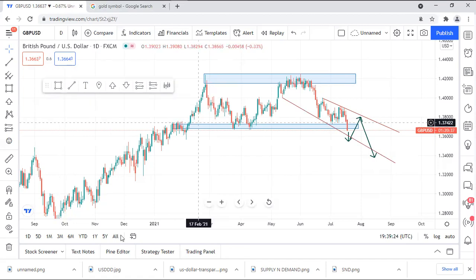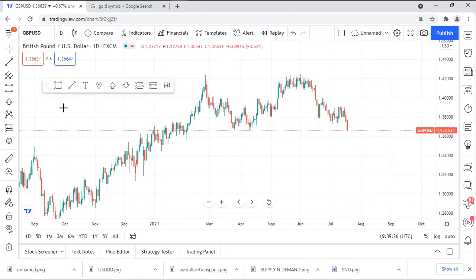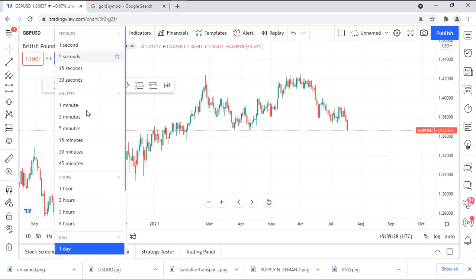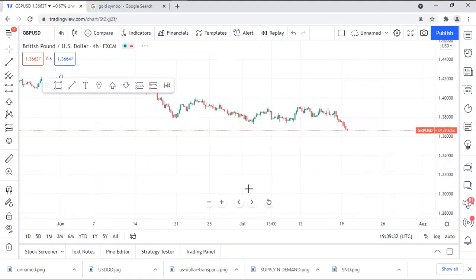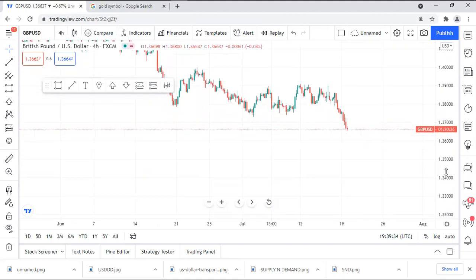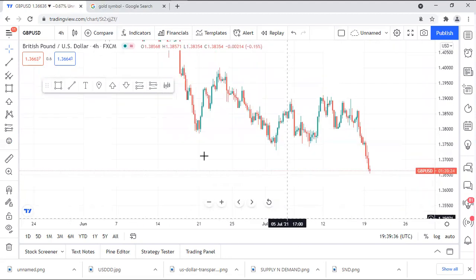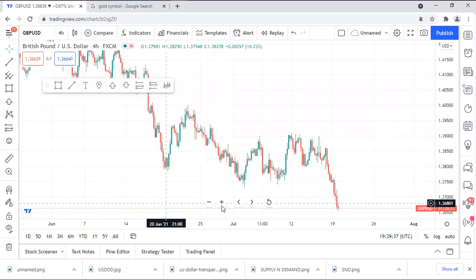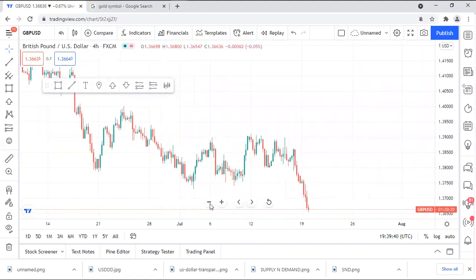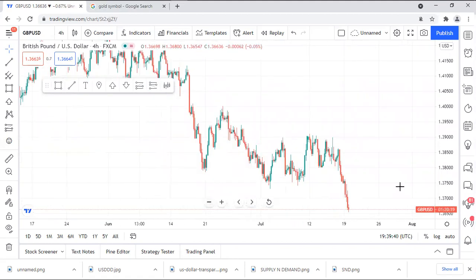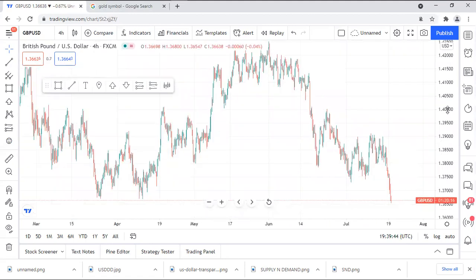We can do this also by going to a 4-hour time frame and looking for entries on a smaller time frame. You can do the same on a 4-hour time frame or on an hour time frame, plot the zones that you see, and wait for price to get there on your zones.